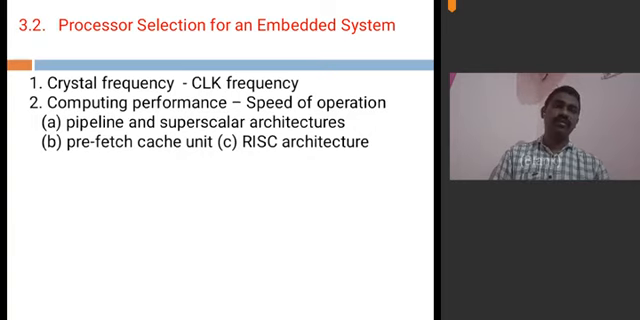So before selecting a processor, you should see whether it contains a prefetch cache unit in it, whether this functionality is there or not. You should select the type of processor.